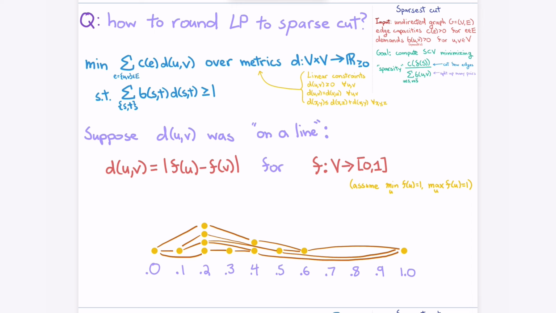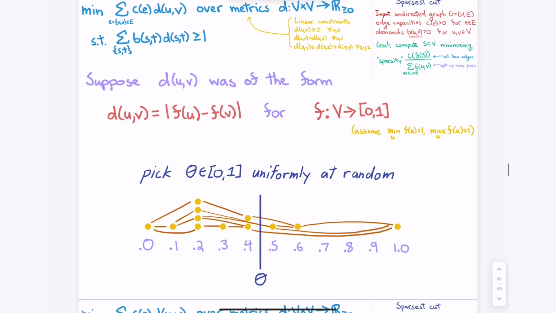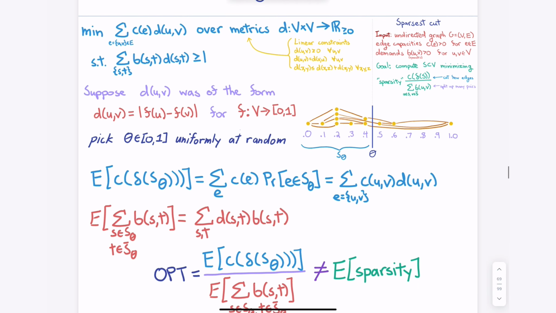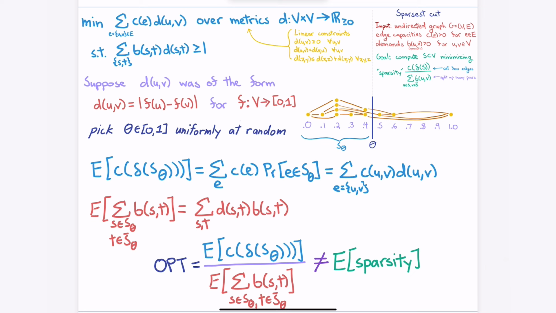Yeah, the same algorithm is actually going to work. We can pick theta uniformly at random. Now, you can do the calculations like we did before, and the expected number of edges cut is going to be very good, and the expected amount of demand that's separated is also good, with the exact same calculations as before.